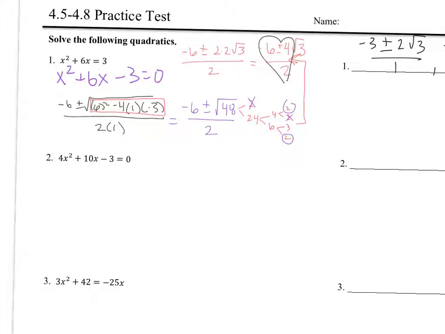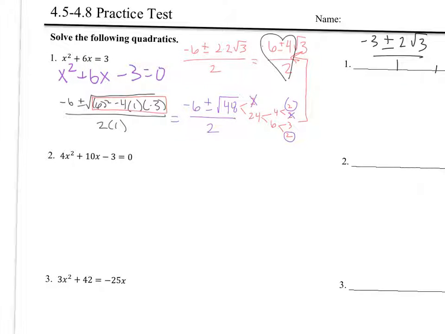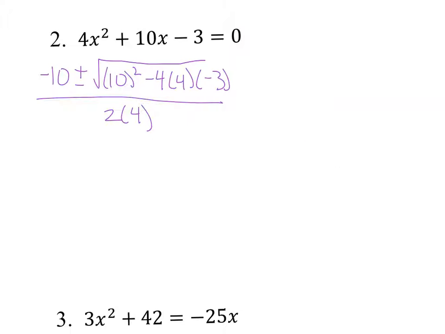Next one is already in standard form. So this one I would also be saying that you must use quadratic formula. So opposite b plus or minus the square root b squared minus 4ac all over 2a. We put this into my calculator, and I get negative 10 plus or minus the square root of 148 divided by 8. So first thing I would try to do is figure out what perfect square 148 is divisible by.